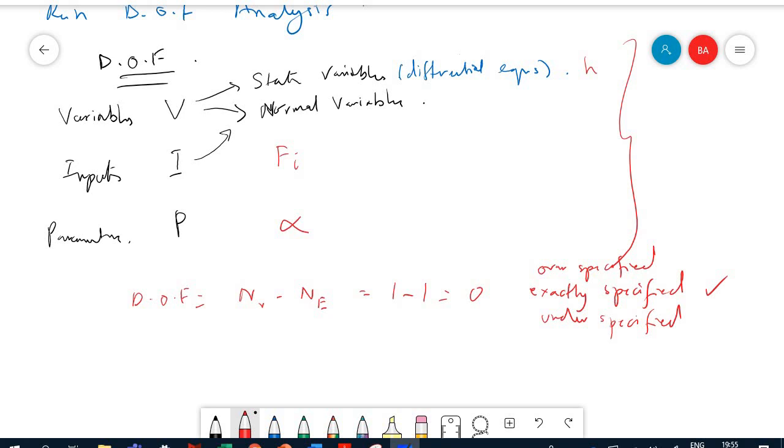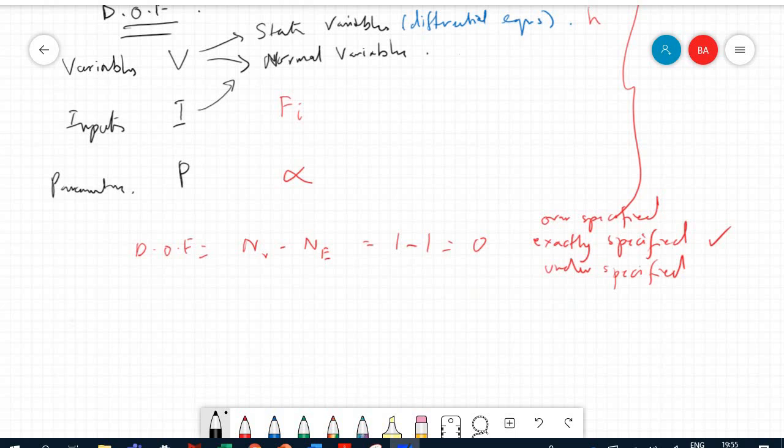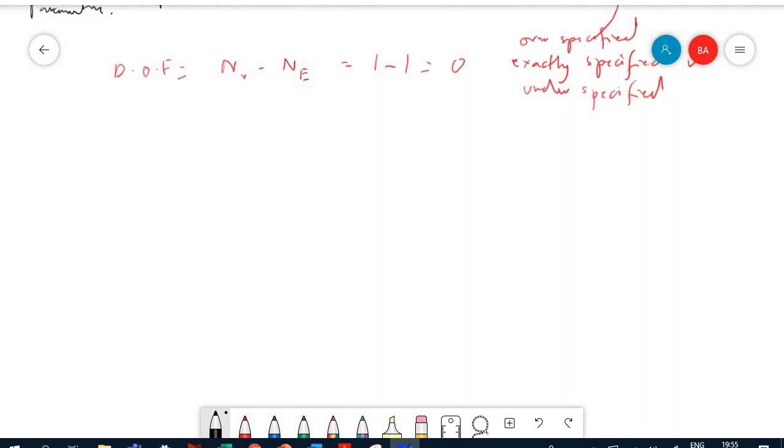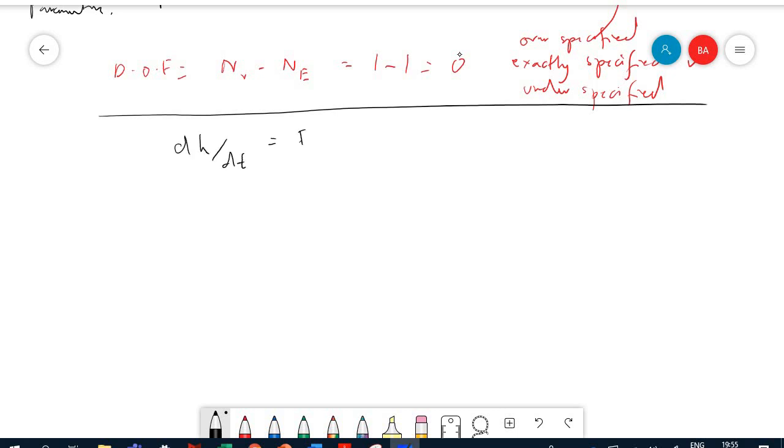Just to repeat what we have, in a sense that I did not substitute F is equal to alpha square root of H. So what equations do I have? I have two equations, which is dH by dt is equal to Fi minus F, and the other equation says F is equal to alpha square root of H. So here I have two equations.